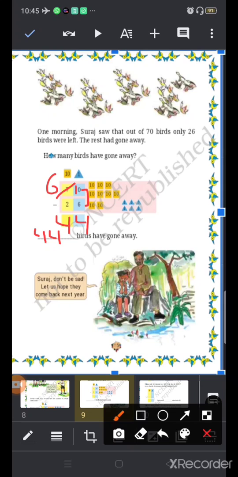Now what did Suraj's father say? Suraj, don't be sad. Let us hope they come back next year. Who will come back next year? Birds will come back. Okay? Okay. Let's move on. Next page.